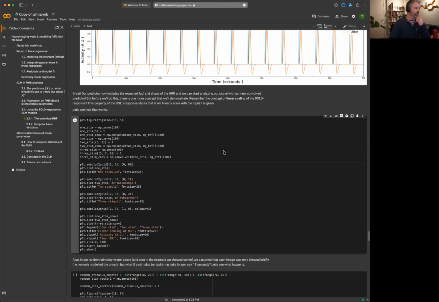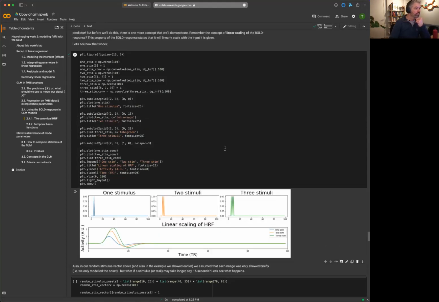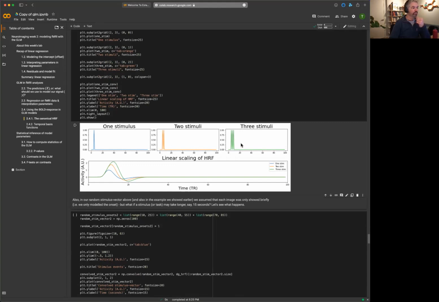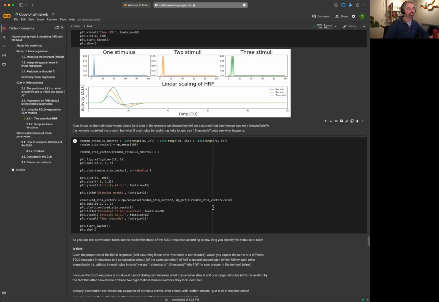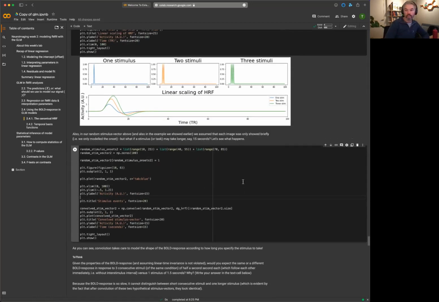Now let's see what happens when we use multiple stimuli in a row. And this is what you read in that paper by Boynton and Heeger. If you have a stimulus that's 3 times the duration, it's the same as having a stimulus that's 3 times as strong. You get a linear summation of the BOLD response. And this means that we can use this entire GLM framework to analyze our data.